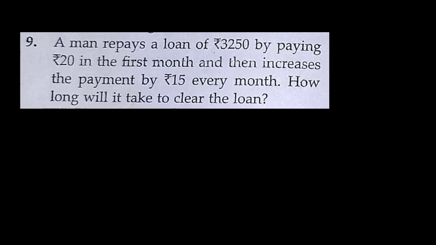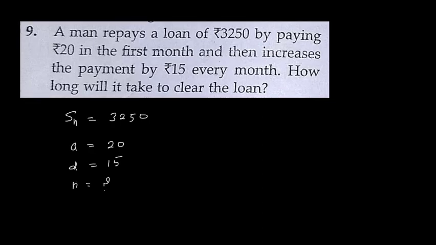Now 9th problem: a man repays a loan of rupees 3250 by paying rupees 20 in the first month and then increasing the payment by rupees 15 every month. How long will it take to clear the loan? So total loan is given, that is Sn is given. By paying rupees 20 in the first month, so initial installment a is given 20, and then increasing the payment by rupees 15, so d is given 15. How long it will take to clear, that is n you have to find out.